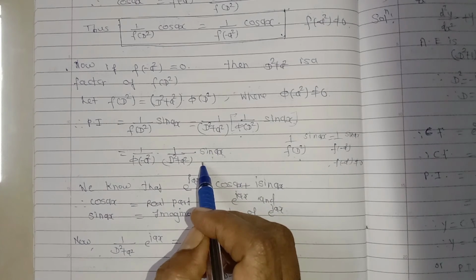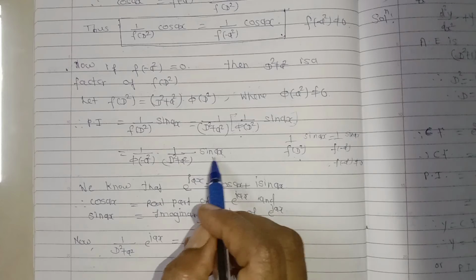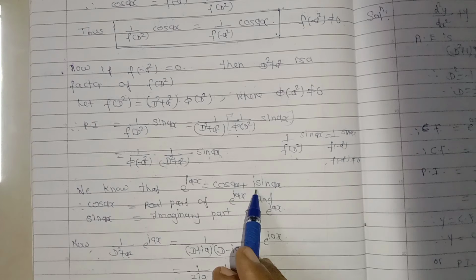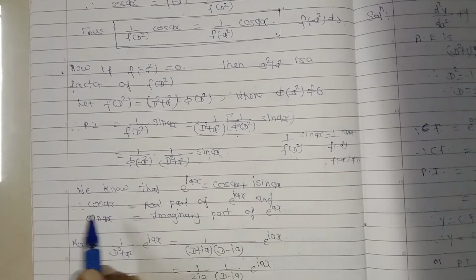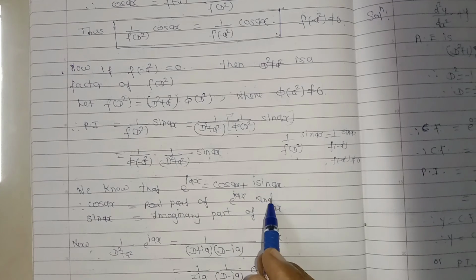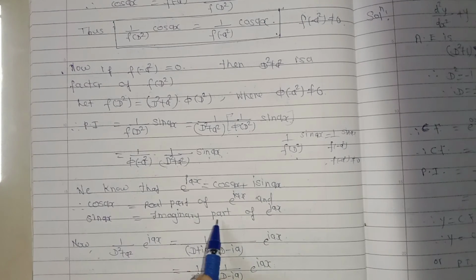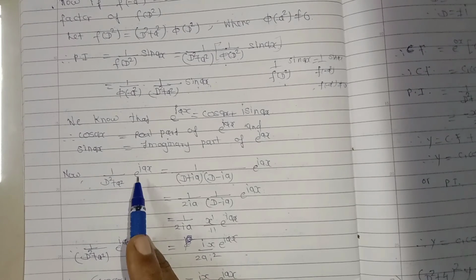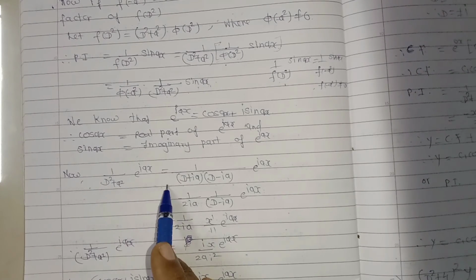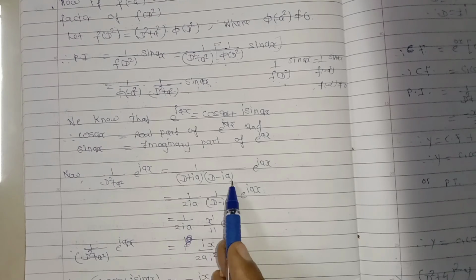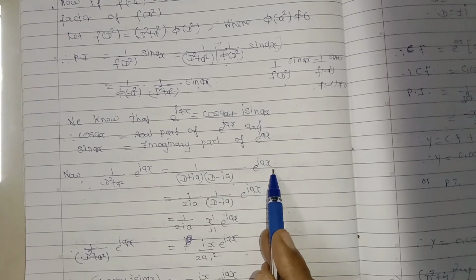To find this result operated on sin of ax or cos of ax, consider e raised to iax equal to cos of ax plus i sin ax. Hence, cos of ax equals the real part of e raised to iax and sin of ax equals the imaginary part of e raised to iax. Now, 1 upon D square plus a square operated on e raised to iax: the factors of D square plus a square are D plus ia into D minus ia, operated on e raised to iax.